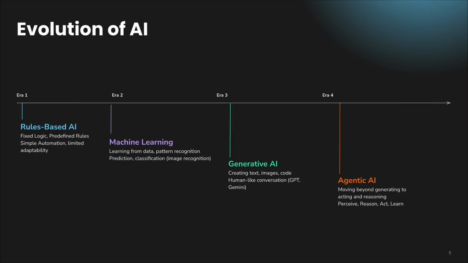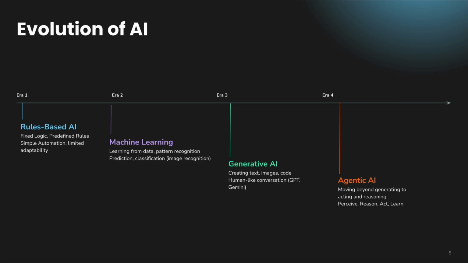It's always good to know the evolution, in terms of where we were and where we are right now. We started off with some rule-based AI which had fixed logic, predefined rules, and a very limited space for customization, adaptability, and stuff like that. Next, we came on to machine learning where we were finally able to learn from data, make predictions, classification, image recognition, and more. In the late 2022, early 2023, we came across something known as generative AI, where we moved beyond prediction and classification, we moved to generating content. We looked at generating text, images, videos, and much more using GPT, Gemini, Claude, and more.